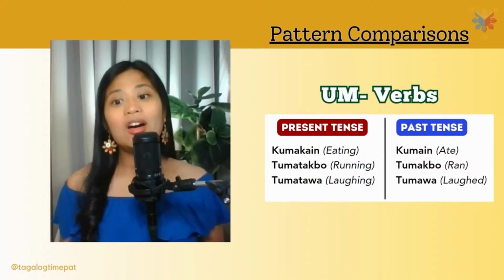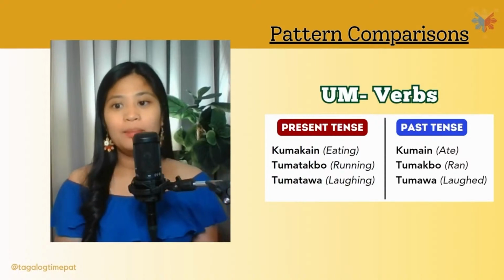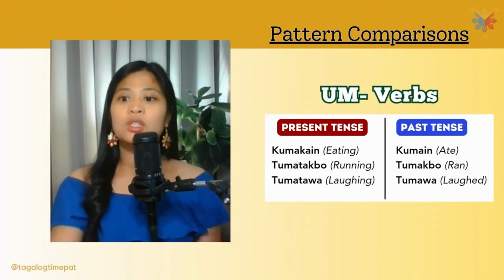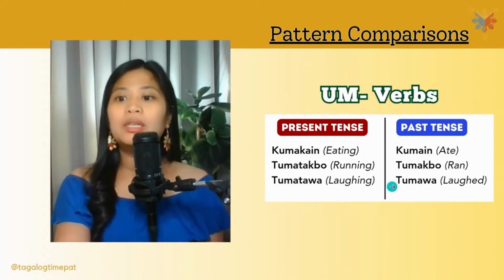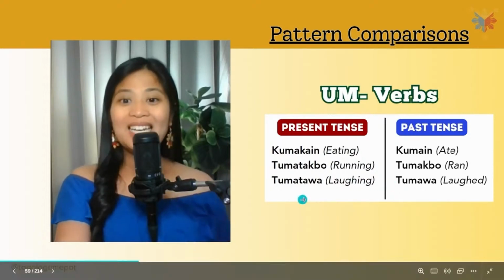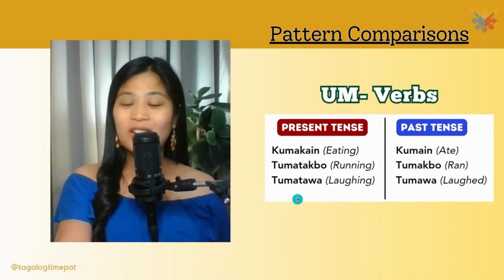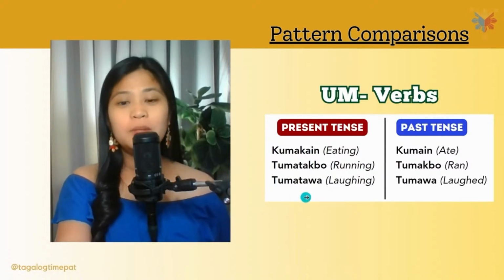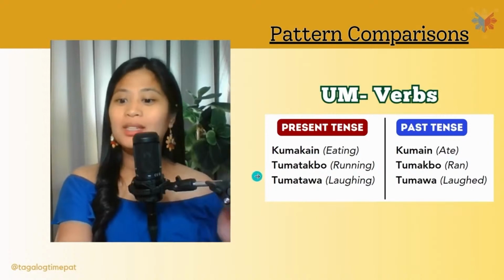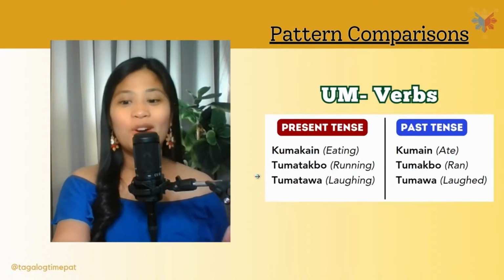Tumatawa sila. They are laughing. Tumatawa. In the past tense, it's tumawa. Tumawa sila. They laughed. Tumawa. Again, if you need to review the present tense conjugation patterns for verbs, be sure to watch lesson 3 because I go over all of that and there are practice questions as well.